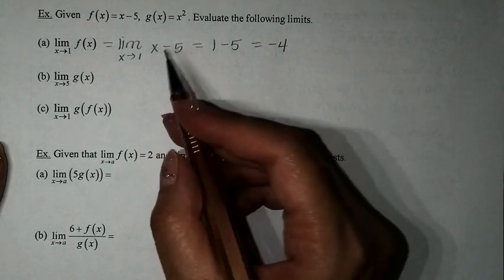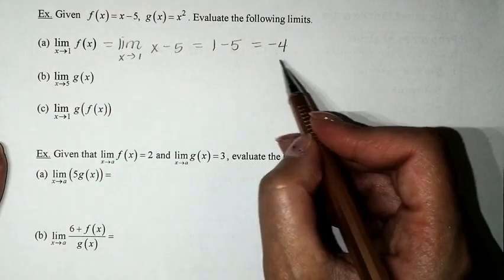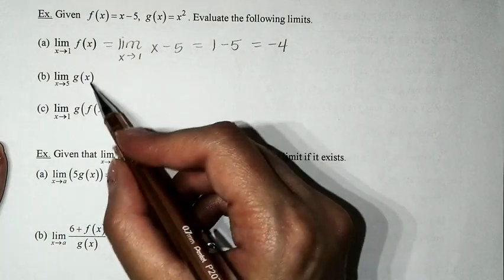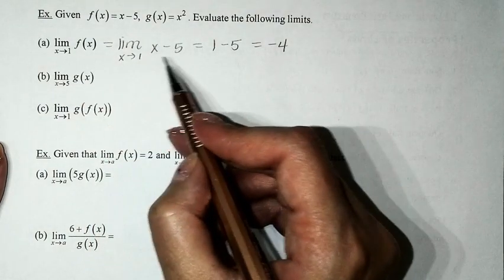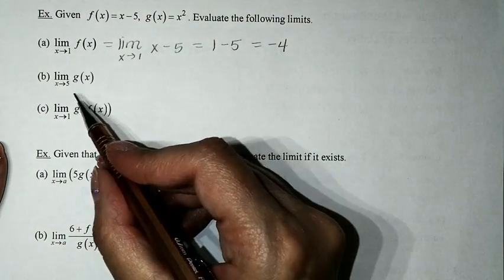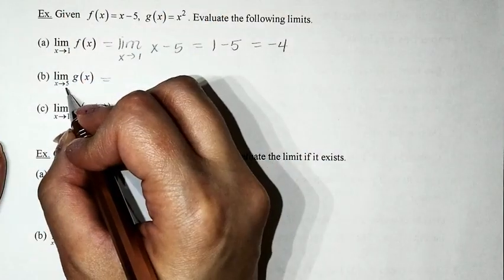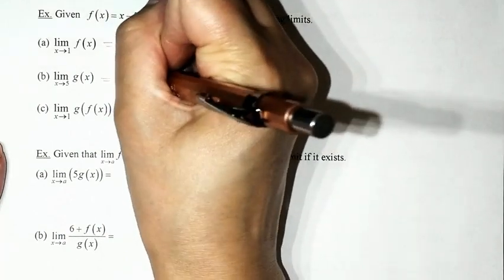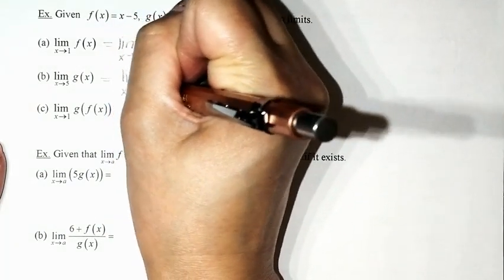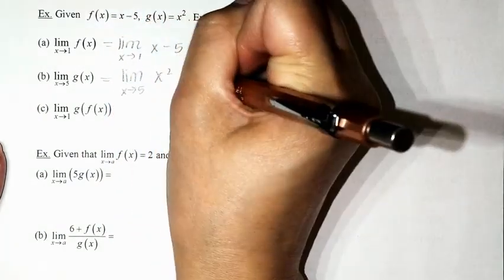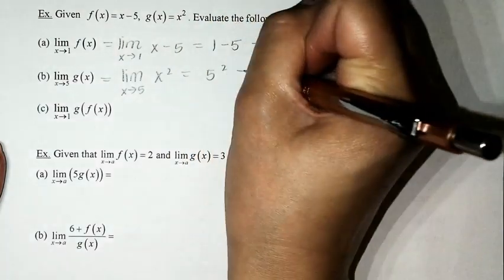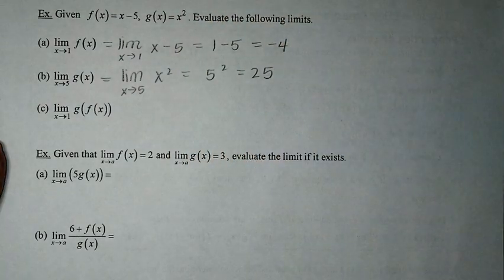So you can see that it's very beautiful because we don't have any issues in this limit. We just pretty much replace the x for the value. In this one, g of x, they are asking you to find the limit when x approaches 5 of g of x. So what you're going to do is the limit when x approaches 5, and your g of x is x squared, so you have 5 squared, which is going to be 25, and there you go, that's it.